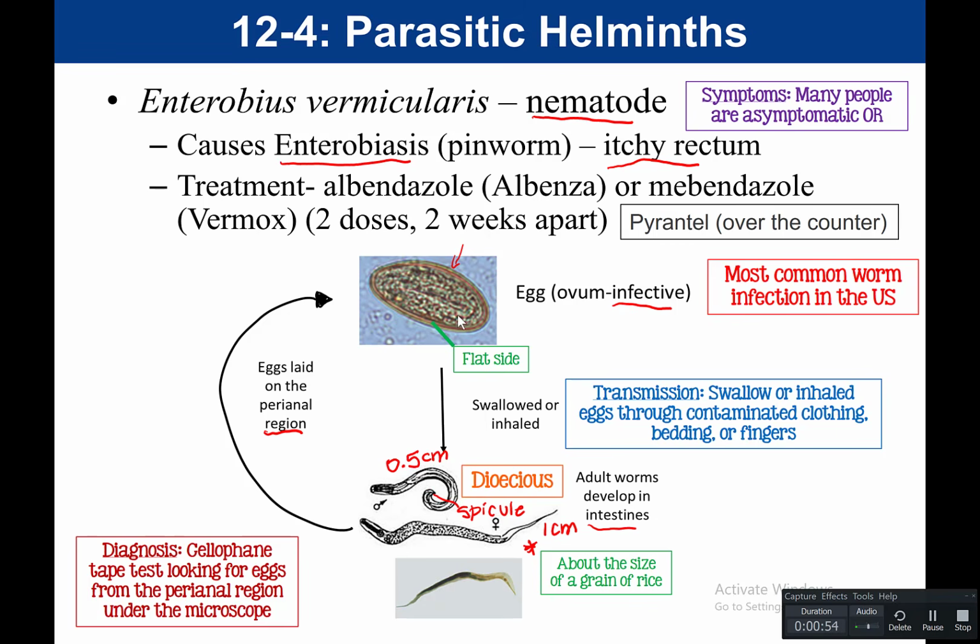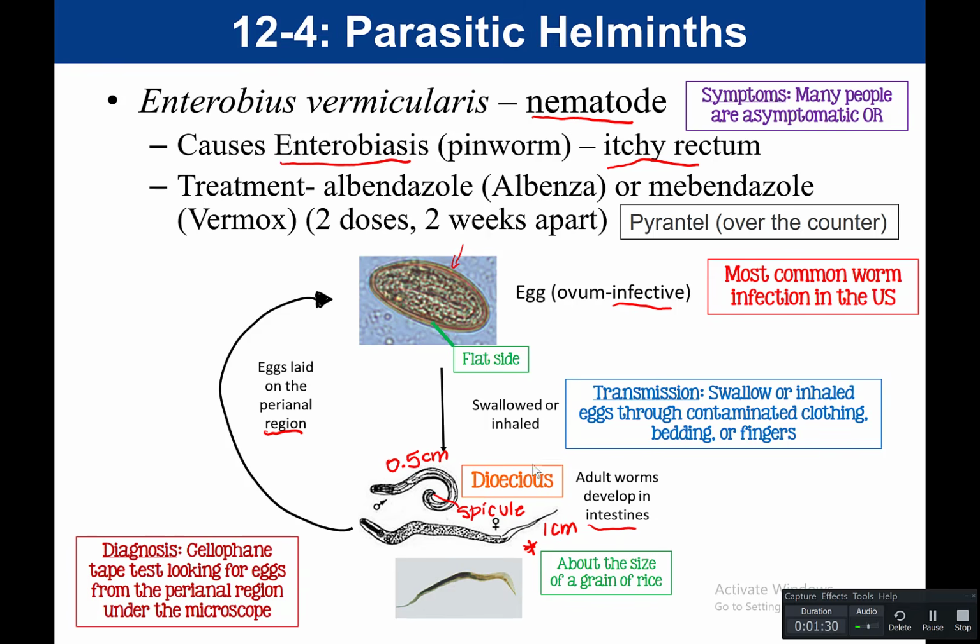You want to know that the egg is the infectious stage. And you want to be able to identify this egg. And what you're looking for is that it's oval shaped, but it does have one side that is flattened. Notice this side is round, this side is flat. And so you want to know its mode of transmission. So the way that you get this is by swallowing or inhaling the eggs through contaminated clothing, bedding, or fingers. So this is how this is transmitted, right? You have to ingest or inhale the eggs.